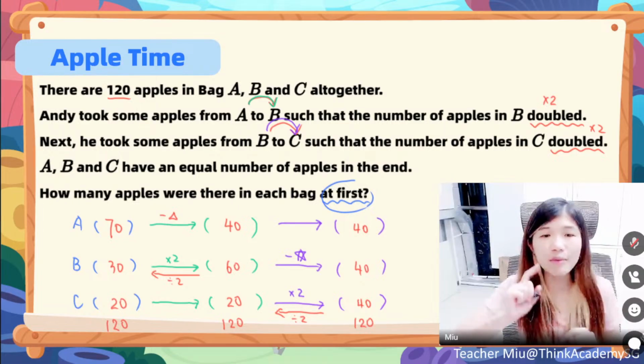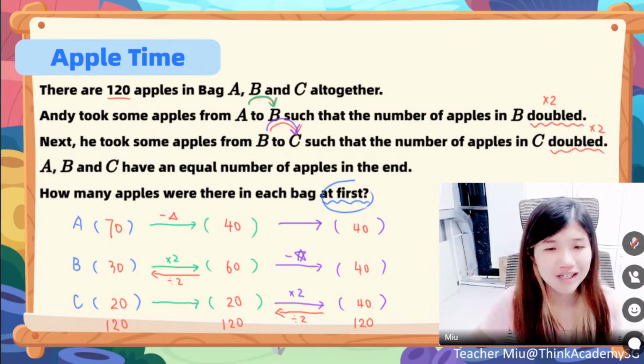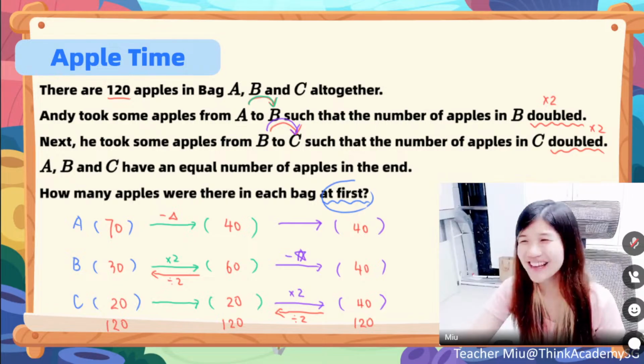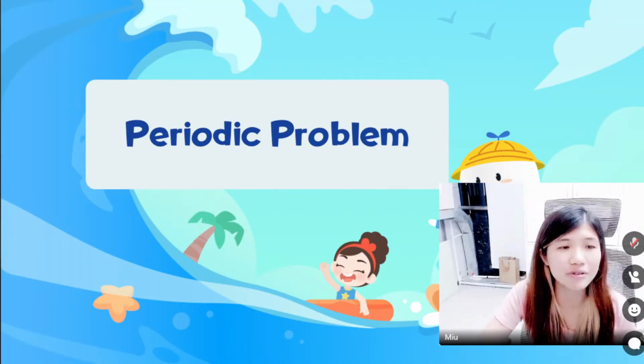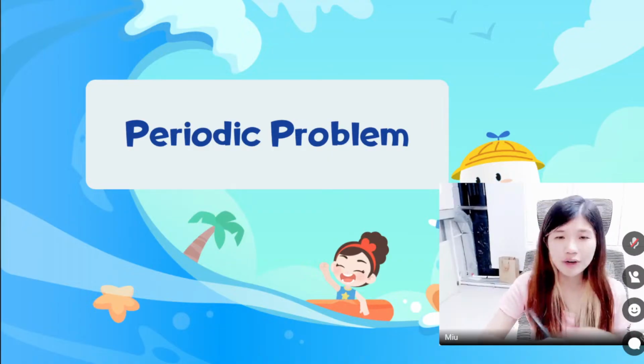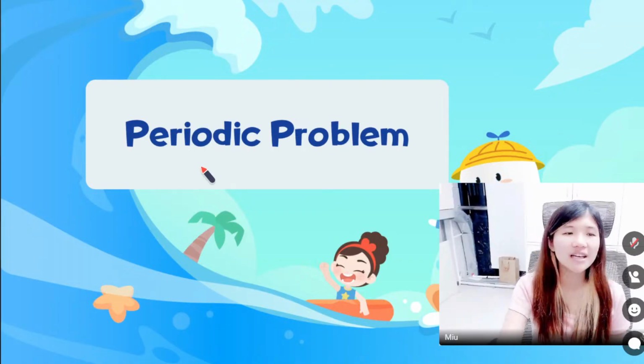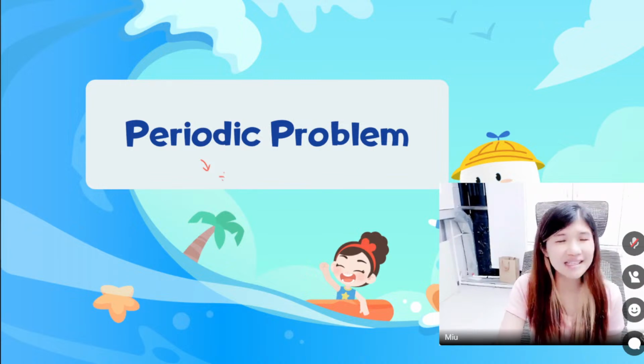This is one very important thing about internal exchange. Some never change. Excellent. So after that, we are coming to the periodic problem. The periodic problem is actually about division. It's about remainders and division. All right, guys, are you ready?